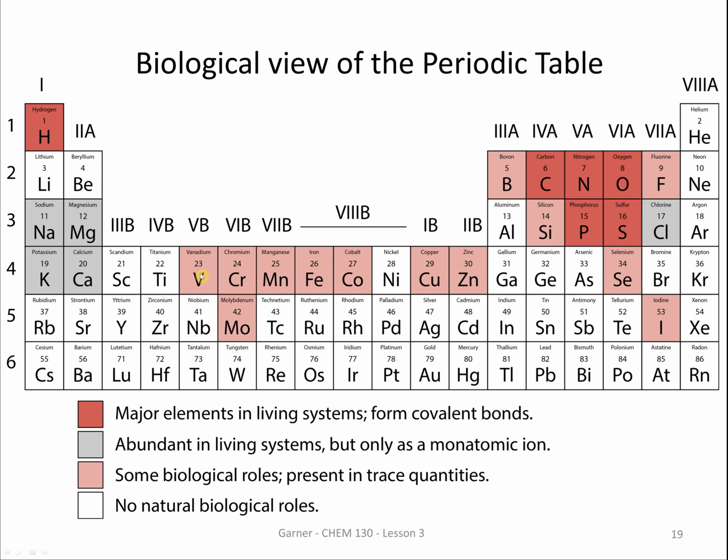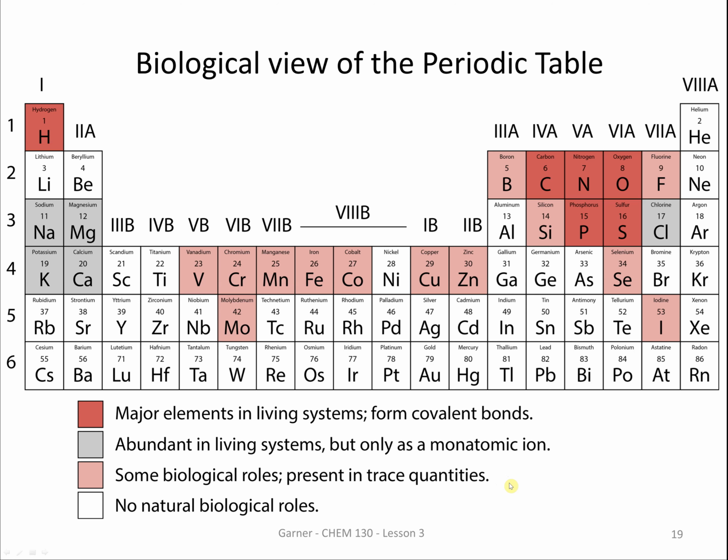The other elements that I'm showing here that are in light red, these are elements that occur in nature. They have some natural biological roles, but those roles tend to be highly specialized. And because of that, they aren't needed in large quantities, so you will tend to only find them in trace amounts in most living systems.